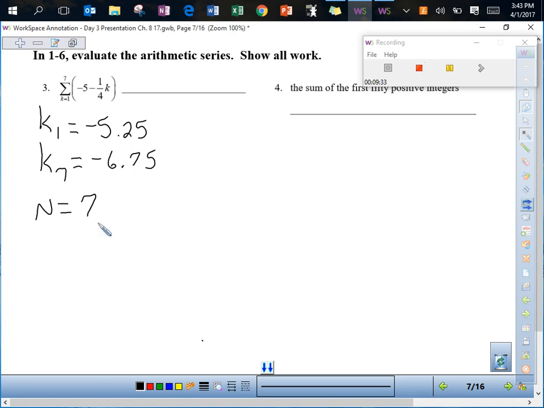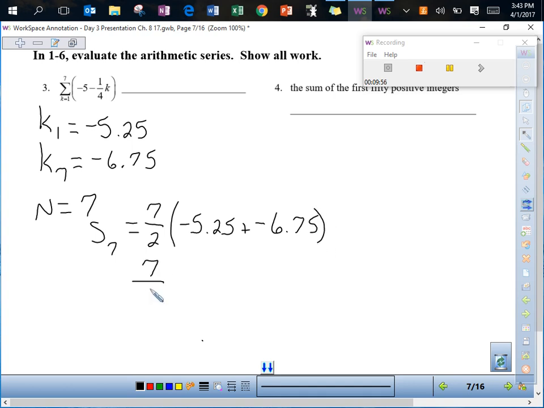Here goes. The sum of these 7 numbers can be found by 7 divided by 2 times negative 5.25 plus negative 6.75. Grab your calculator, grab your brain. This becomes 7 halves times negative 12. 2 goes into 12 negative 6 times, 7 times negative 6, so I know this answer is negative 42.